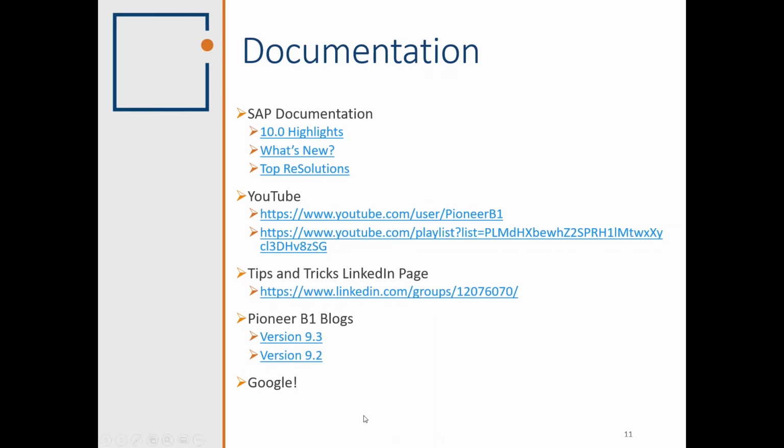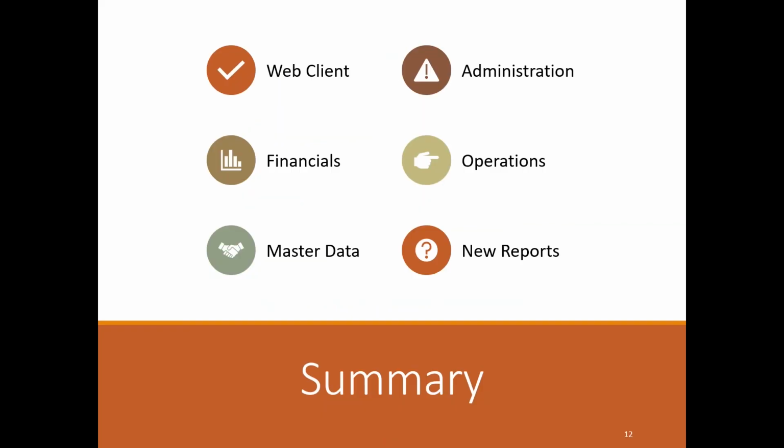Of course, we have our tips and tricks LinkedIn page where we post different tips, tricks, and things of that nature. And one important thing, if you are on a version previous to 9.3, you may want to go through our blogs on 9.3 and 9.2 to see the enhancements you're going to have. For example, if you're on 9.1, you may want to go through our webinar on 9.2, 9.3, as well as 10.0 to see what is available. And of course, Google. Just type SAP Business One 10.0 and the functionality you're looking for, and that will get you where you need to get.